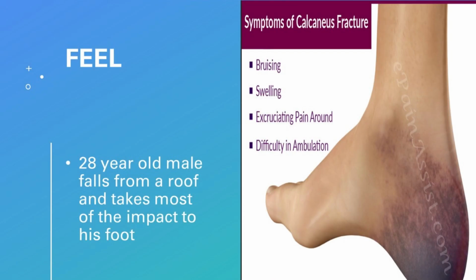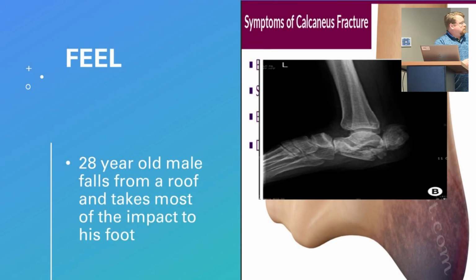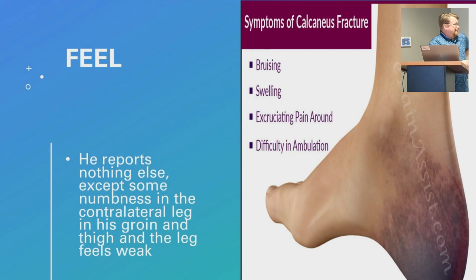Here's an example. So, calcaneus fracture. We've got a 28-year-old male, falls from a roof. It happens around here. Takes most of the impact to his foot, to his calcaneus, and he ends up with a calcaneus fracture. Looks pretty nasty too, doesn't it? All right. So you get that x-ray, you're looking at it, you're going, okay, well, that's his problem. And then he says something else to you. He doesn't really report anything else other than there's some numbness in his other leg, in his groin, and his leg feels a little bit weaker than normal to him.